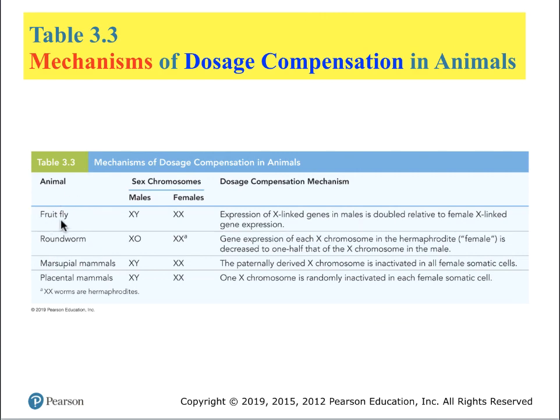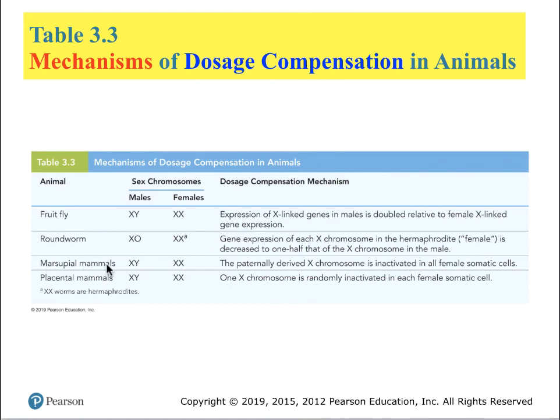In fruit fly experiments, we now know what happens. Because males only have one X chromosome, that X chromosome is expressed at twice the rate in males as it would be in females. So there's your compensatory mechanism. Increase the rate of expression. In roundworms, the gene expression of each X chromosome in the hermaphrodite female is decreased to half the rate of that in the male. So this is the opposite situation compared to flies.